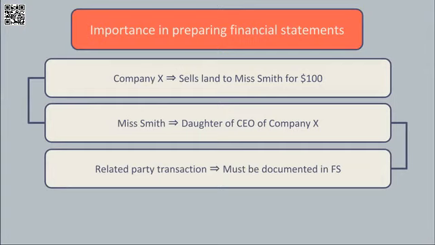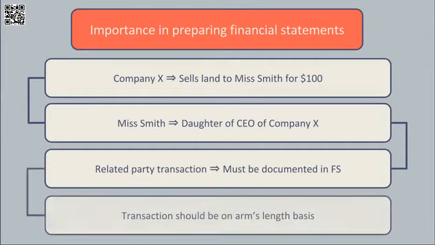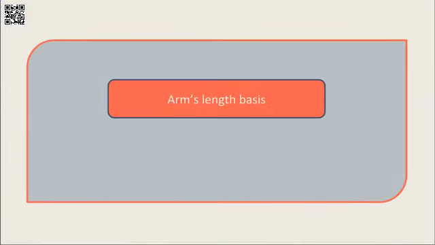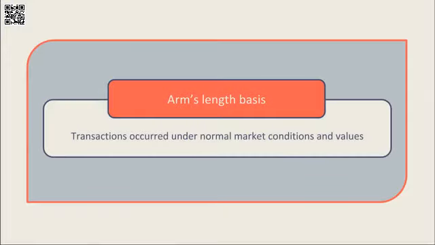Therefore, any related party transactions must be documented in the financial statements. When a related party transaction occurs, users of the financial statements will want to see that. And shareholders will want to see that the transaction occurred at arm's length. What does at arm's length mean? At arm's length means that the transactions are occurring under normal market conditions or values.